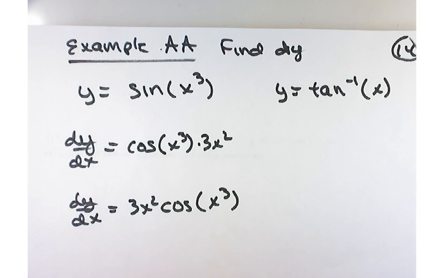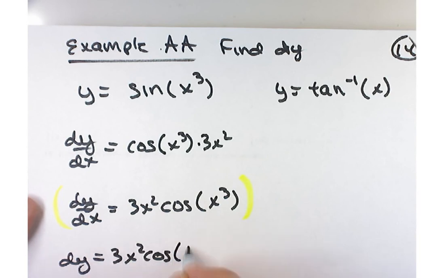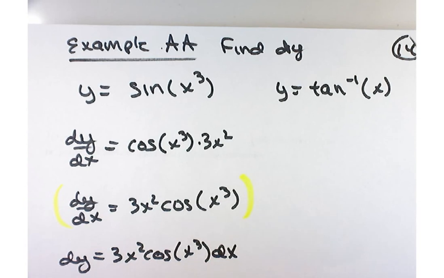Now the nice thing is that we've done all the hard work. To find dy, the change in the tangent line, you're just going to multiply both sides by dx. dy is going to be 3x squared cosine of x cubed dx. And that's it. So the only layer that you're adding is just multiplying both sides by dx when you're all done, so that you get f prime of x times dx. That's the differential. That's your dy.